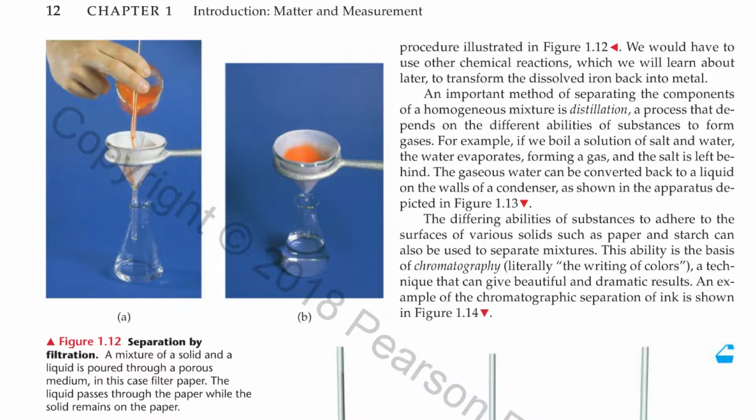Figure 1.12, Separation by Filtration. A mixture of a solid and a liquid is poured through a porous medium, in this case filter paper. The liquid passes through the paper while the solid remains on the paper.